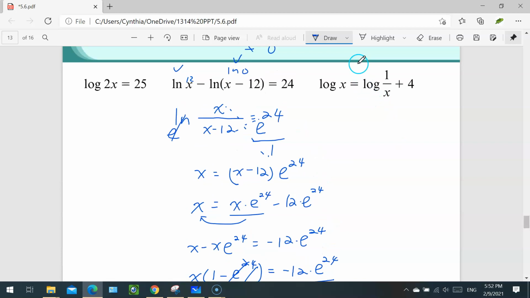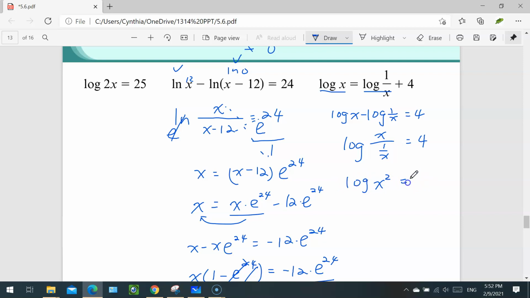All right. We do the third equation here. I have the log here, so combine these two logs into the same side. So log 1 over x equals 4. Use the property with the quotient rule. So it turns into log of x over 1 over x equals 4. X over 1 over x means x squared. And you still have the log here, equal to 4.